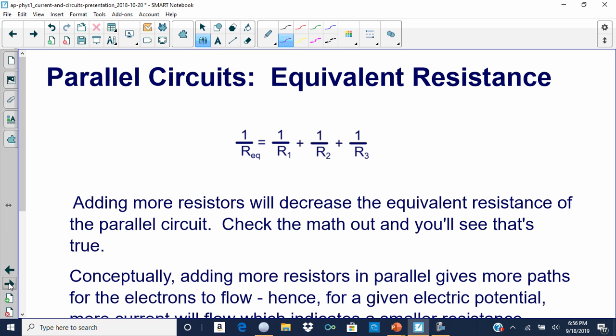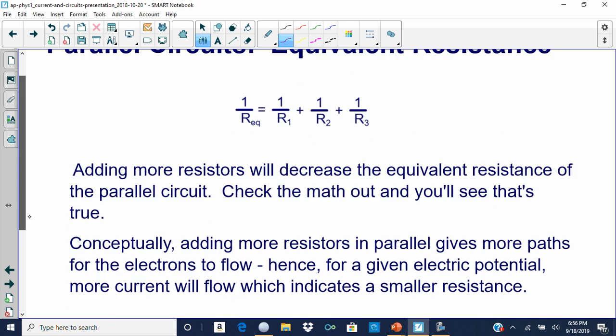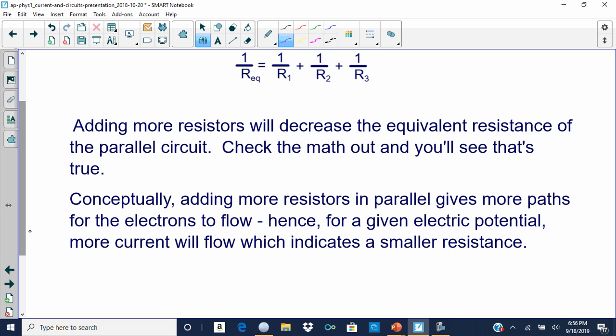Okay, so 1 over the equivalent resistance equals 1 over R1 plus 1 over R2 plus 1 over R3. Adding more resistors will decrease the equivalent resistance of a parallel circuit. Conceptually, adding more resistors in parallel gives more paths for the electrons to flow. Hence, for a given electrical potential, more current will flow through a smaller resistance. So the more and more resistors you add in parallel, the higher and higher the current gets.